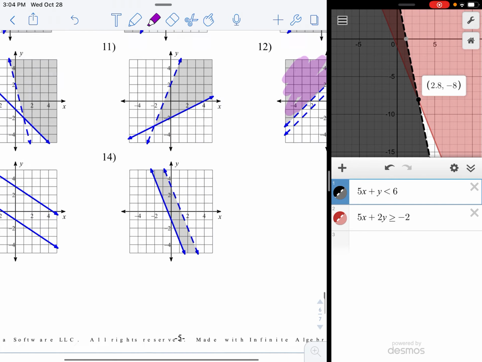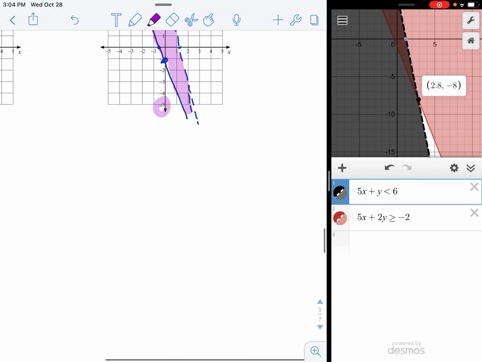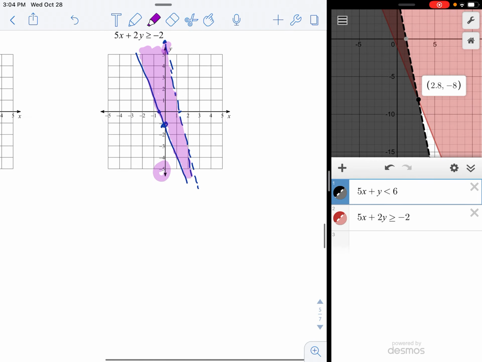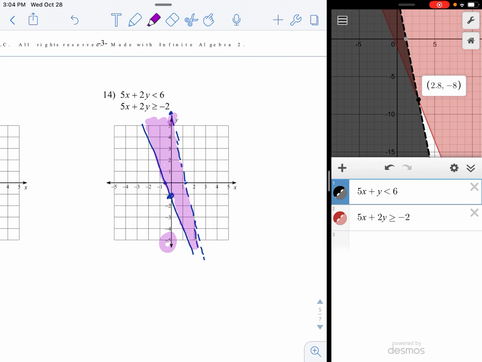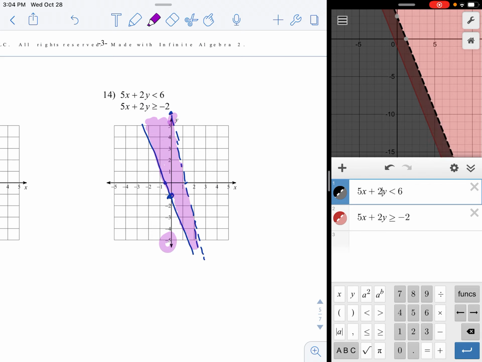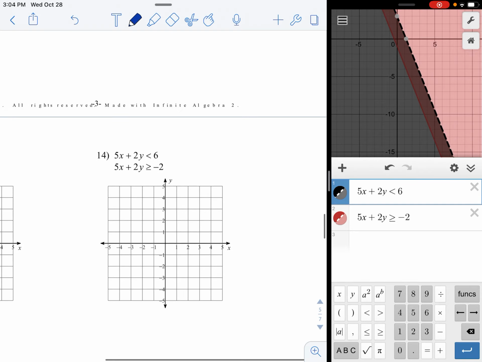Well, that looks like parallel lines. Did I type something in wrong? Oh, I did. Oh, what a loser. You're probably screaming at your iPad right now. That was supposed to be a 2y. Well, for crying out loud, look at that. We'll pretend like Haskell doesn't make mistakes, and here we go.